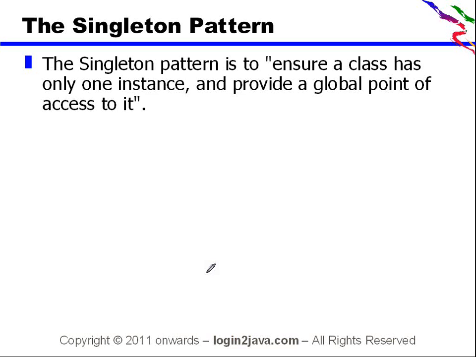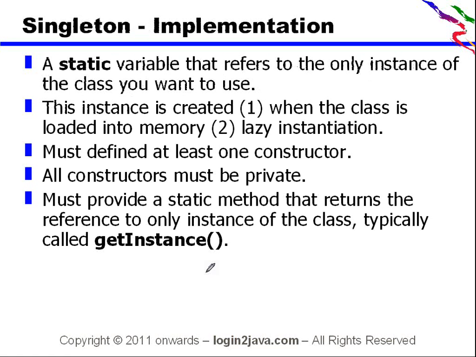So in general, singleton pattern is to ensure a class has only one instance and provide a global point of access to it. So how can it be implemented? Just think of it, you can come close to the solution. A static variable that refers to the only instance of the class you want to use. This instance is created when the class is loaded into memory, or it can also be lazy initialized.